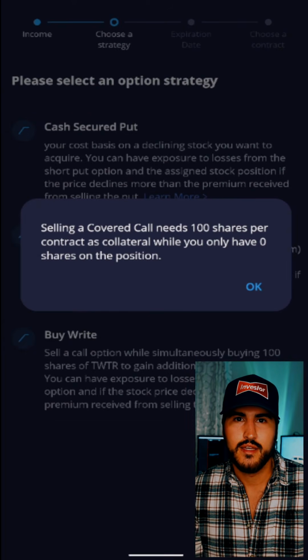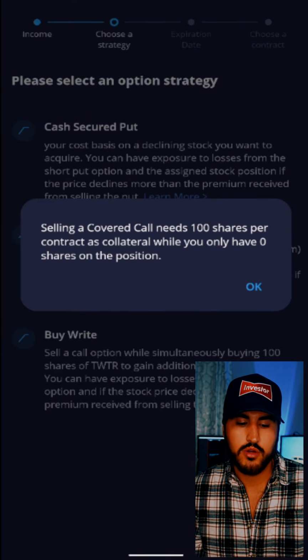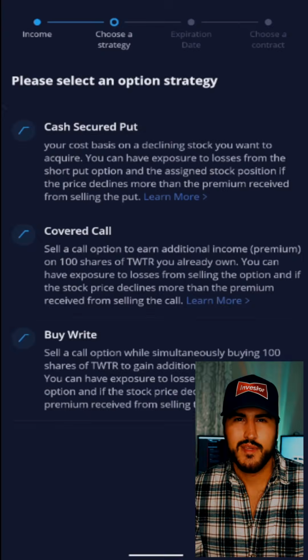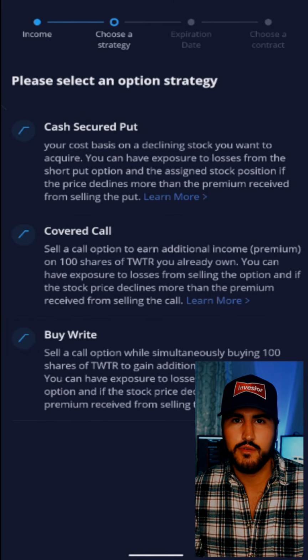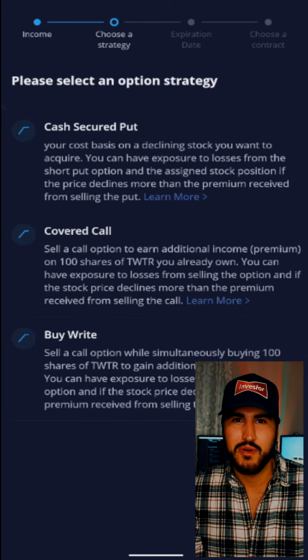As you can see, selling a covered call needs 100 shares per contract as collateral, while you only have 0 shares on this position. It's my recommendation that you accumulate 100 shares and then just sell a covered call and not do this buy write strategy. But what the hell? We're gonna dive into it anyway. So let's click buy write.